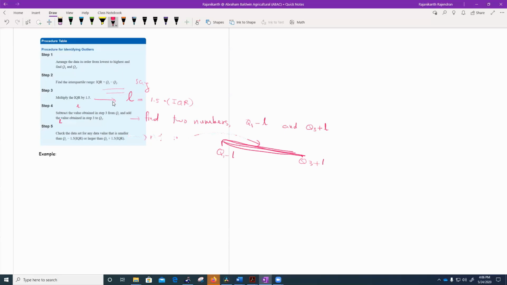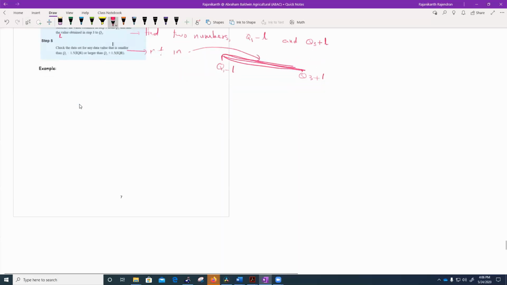So I will show you one example to find the outliers. Okay, let's look at this example. Check the following data set for outliers.